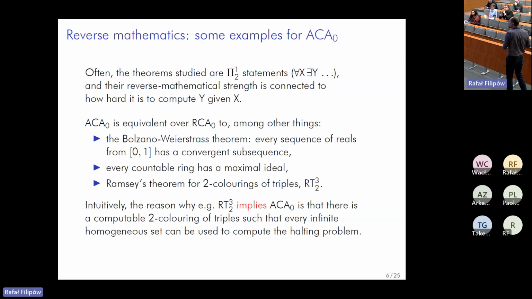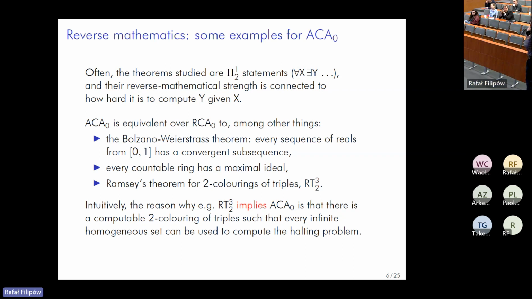Very often, the theorems that you study, the mathematical theorems that you consider, are Π^1_2: for every real there exists a real, or for every set of numbers there exists a set of numbers. And how strong they are in these terms is closely connected to, if the statement is for all x exists y, how uncomputable y is given an argument x. How hard it is to compute y if you're given your instance of the Π^1_2 principle x. So for example, let's discuss some examples using these two theories that I've mentioned.